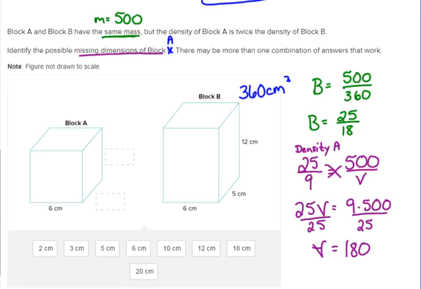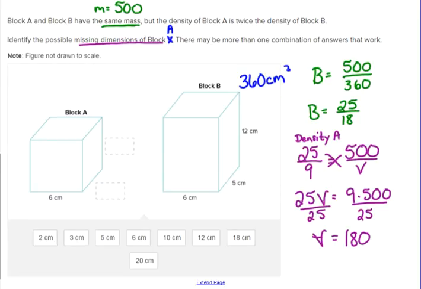We know that one of the dimensions is 6. So if we go ahead and divide that by 6, that leaves us with 30 for the width times the height. Okay, so the volume is 6 times the width times the height. So the width times the height equals 30.